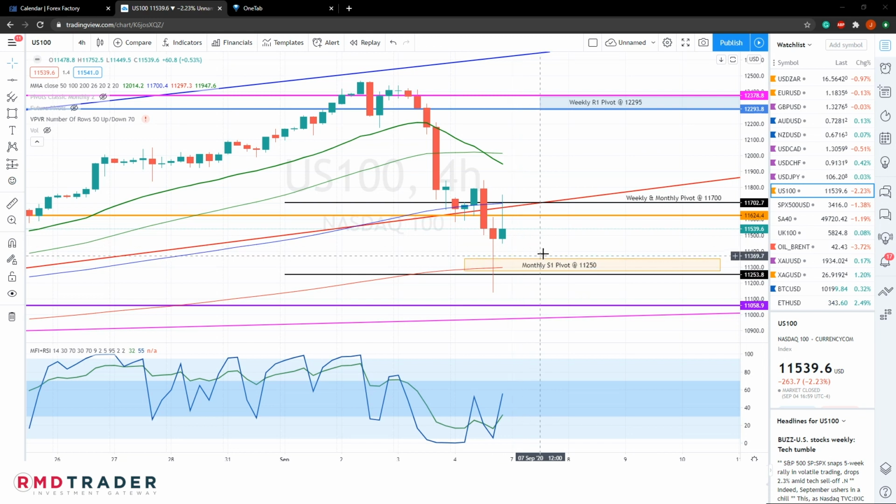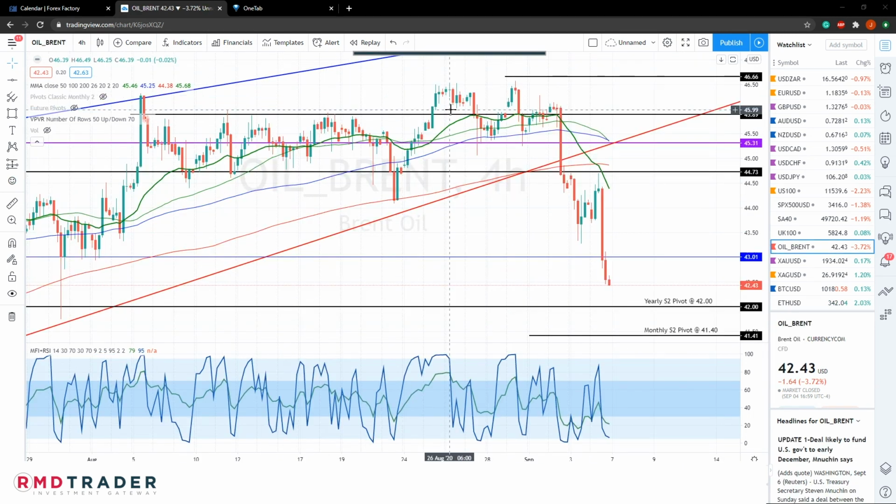But any bullish price action from this area and any price action above our weekly and monthly pivot at 11,700 will very likely take us back towards the weekly R1 at 12,295, and also our previous highs at around 12,300, where the yearly R3 pivot is. So just keep an eye out in this area around the 4-hour 100 SMA, as this would be crucial for any price continuation higher.